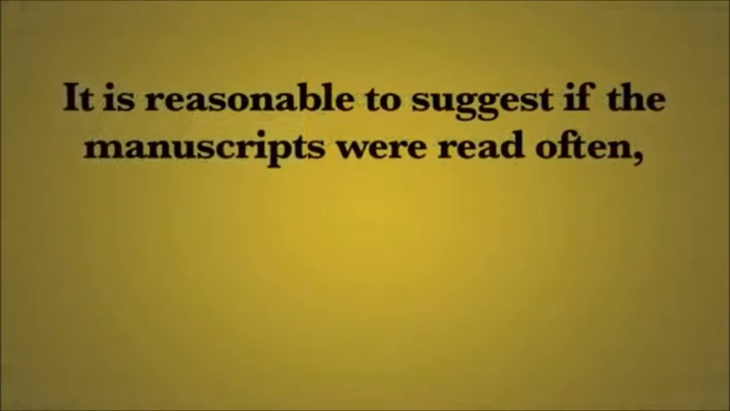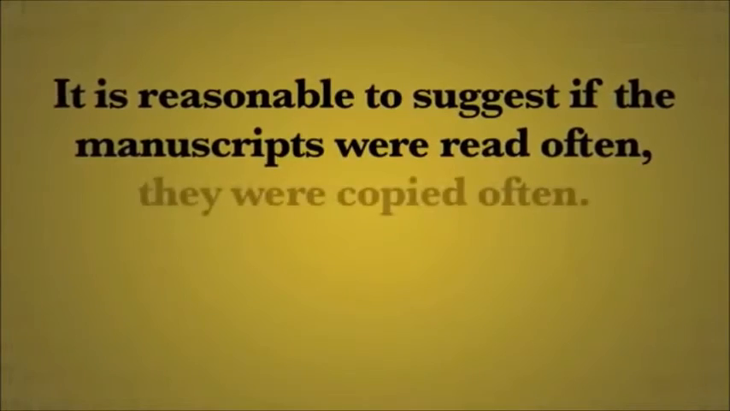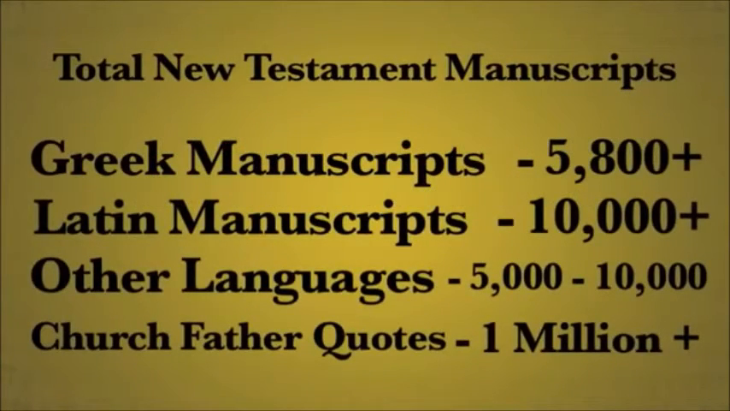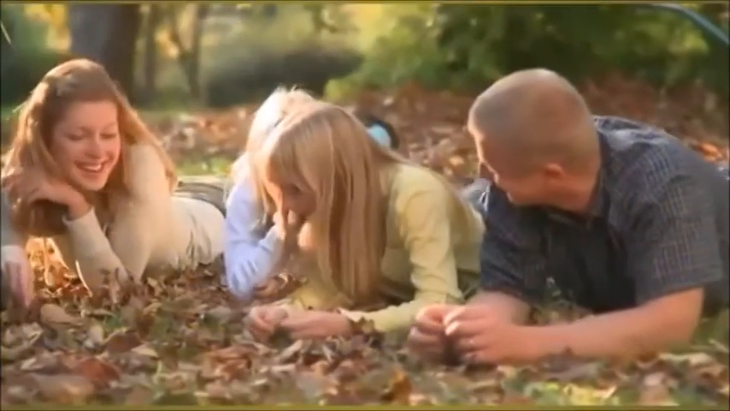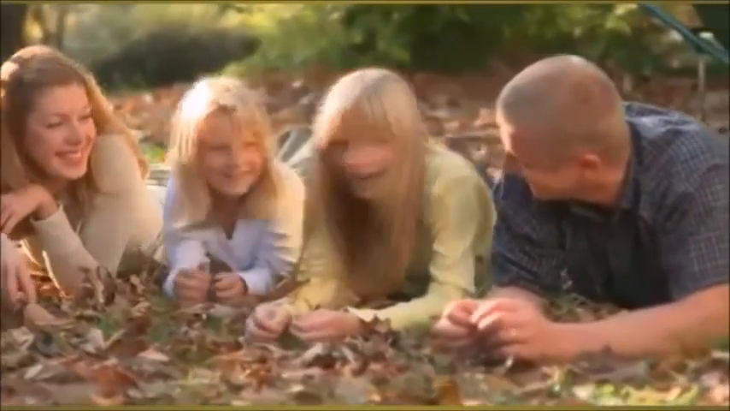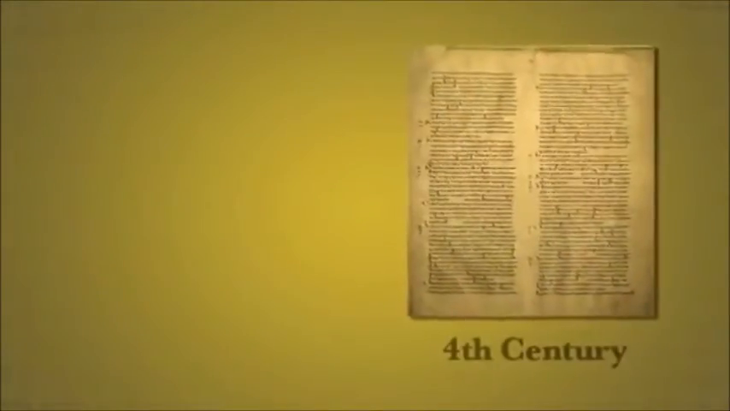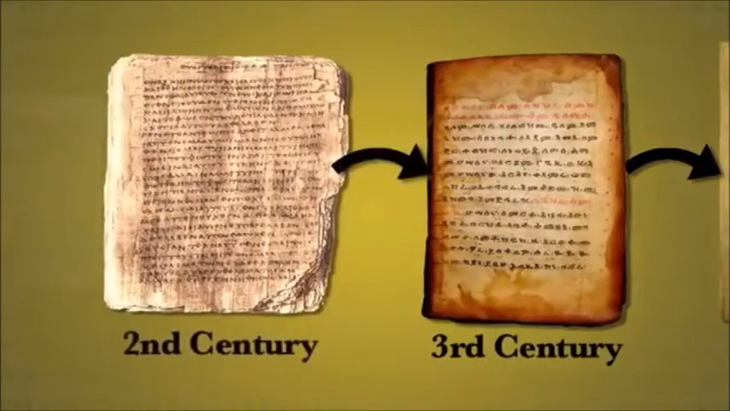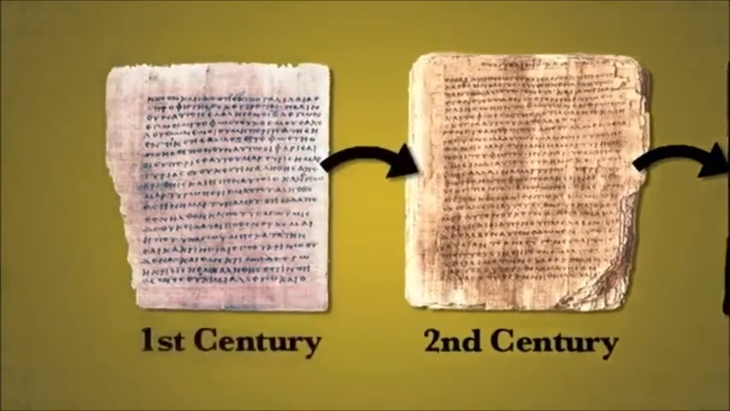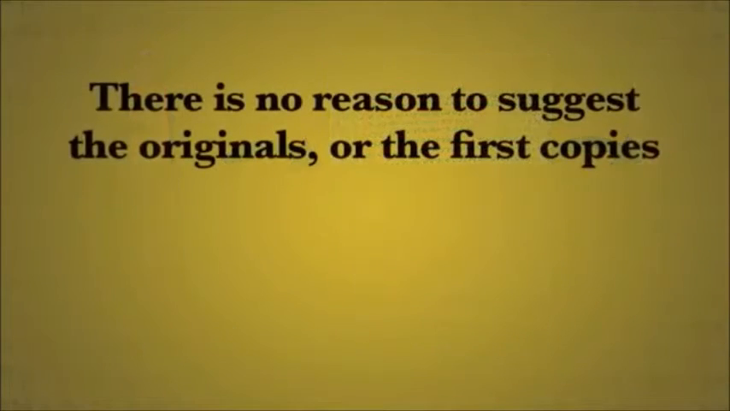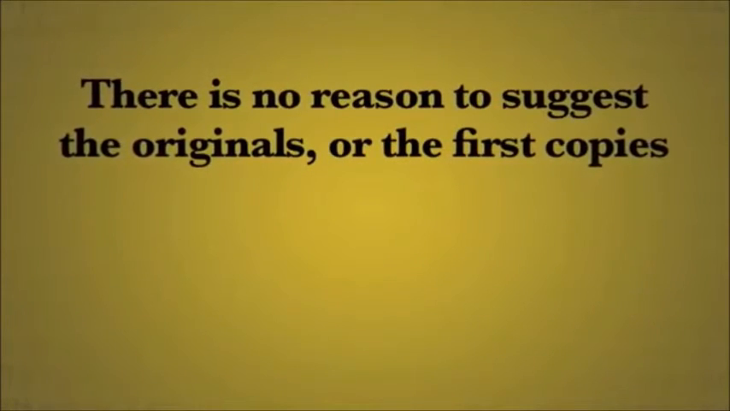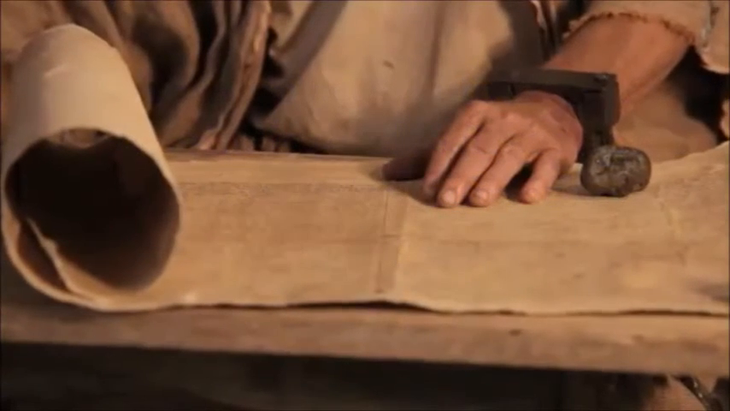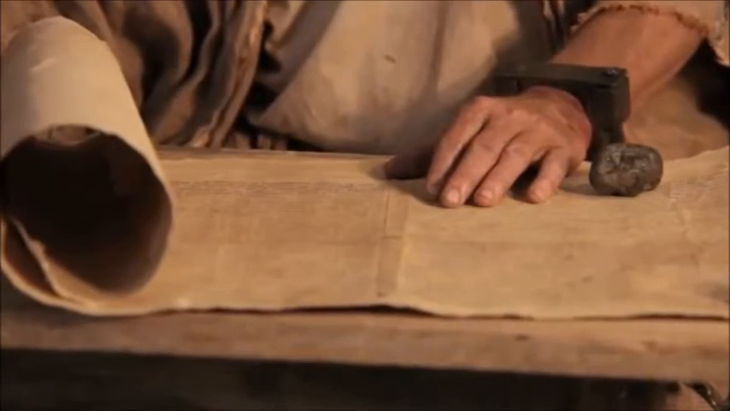And it's reasonable to suggest that if the manuscripts were read often, they were also copied often. And in fact, the amount of manuscripts we have today obviously suggests that. Ehrman's reasoning seems to imply New Testament copying was like a game of telephone, where a 4th century copy is a copy from one from a 3rd century, which in turn is a copy of one from the 2nd century, which is a copy of one from the 1st century, which was a copy of the original. But there is no reason to suggest the originals or the first copies were simply lost after they were copied once. Scribes could always go back to the earliest copies of their day that had survived and simply copy that.